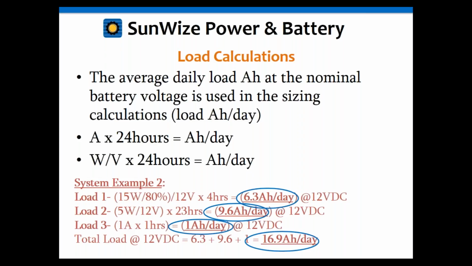So the second load now is 5 watts at 12 volts. We're going to divide the 5 watts by the 12 volts, multiply that by 23 hours. We're going to get 9.6 amp hours a day at 12 volts. And then the last one is a little bit simpler. It's just 1 amp times 1 hour, so it's just 1 amp hour a day at 12 volts. So now if you add all three of those up, you're going to get a total load of 16.9 amp hours per day, and that's what you can use for sizing.